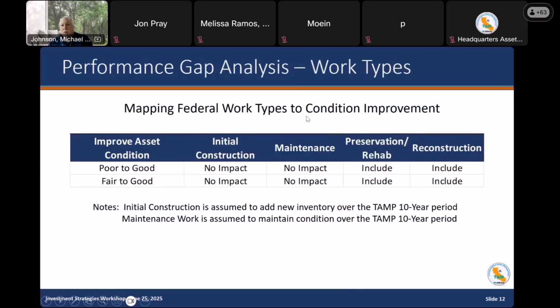Just a quick note about mapping federal work types. So this is something that's prescribed in the regulations. And I just want to point out that when we look at these different work types, some of them will make improvements in condition and some will not. So for example, initial construction does not improve your asset condition for any existing asset because you're building a brand new asset. Maintenance is generally considered to not improve the condition of any asset. Preservation and rehabilitation and reconstruction would include both fair and poor condition. So when you're looking at how much money you're investing in these different areas or proposing to invest in these areas, just realize that whatever you put into new construction will have zero impact on your ability to achieve your desired state of repair. And same with maintenance, but the others will have a direct impact.